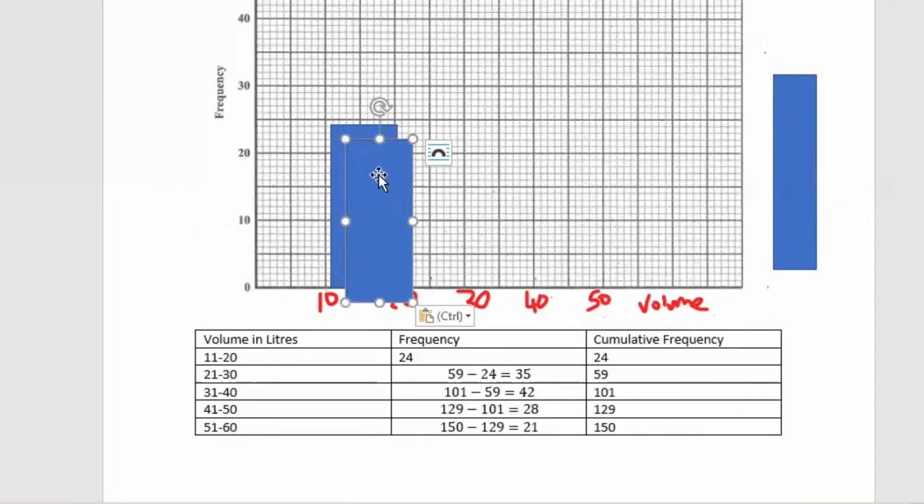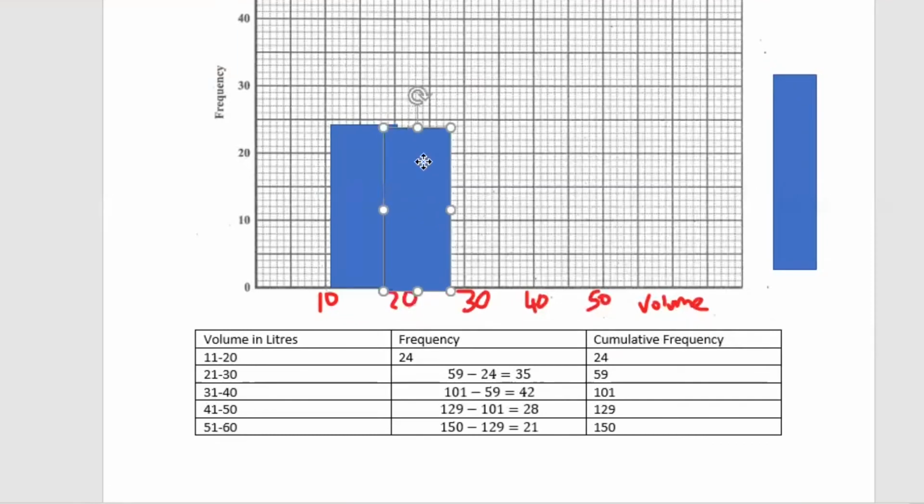The next one is 21 to 30. So the lower class boundary is 20.5, and that is how histograms are connected, as they share common boundaries. So this then would be 20.5. The lower class boundary for this is 20.5. The upper class boundary is 30.5, and the frequency is 35, which would be here.